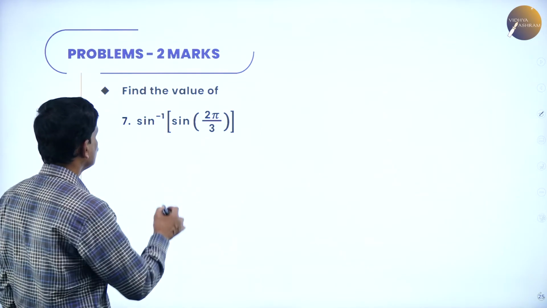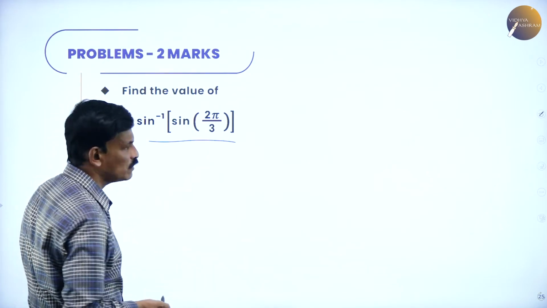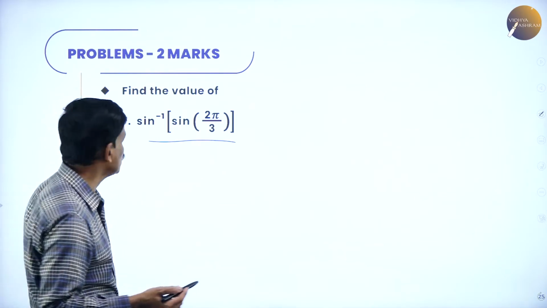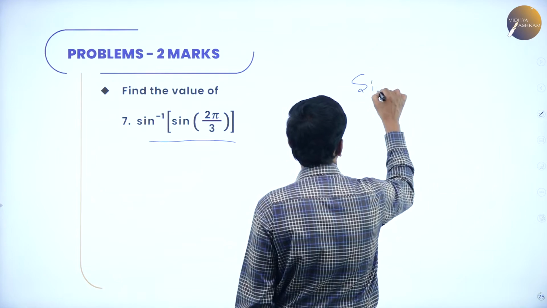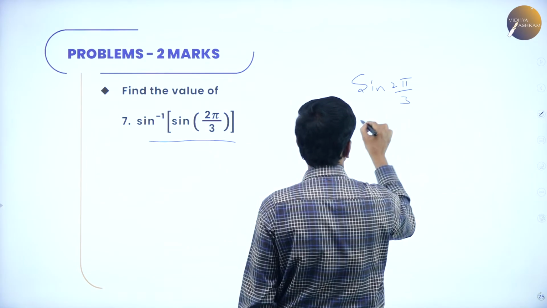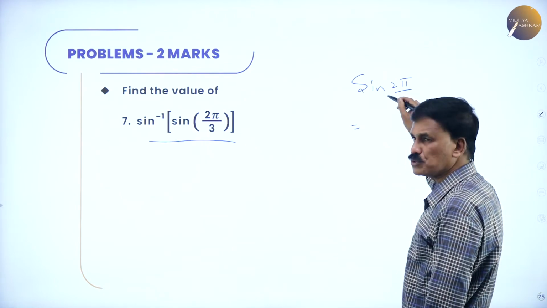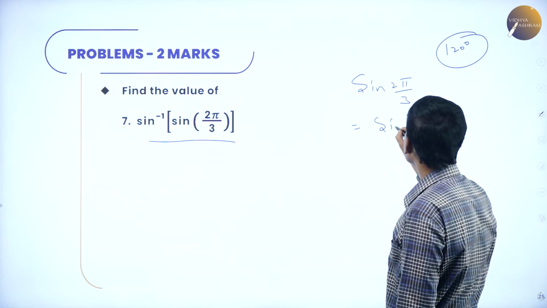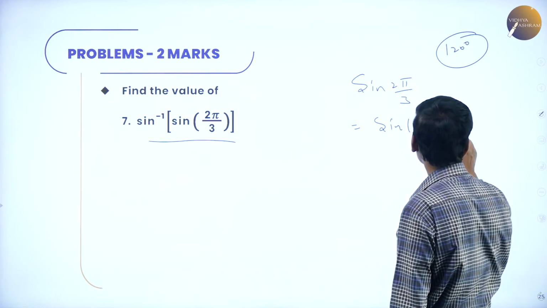Find the value of sine inverse of sine 2 pi by 3. So, this can be solved in any method. Convert 2 pi by 3 into degrees and simplify. So, here 2 pi by 3, let us convert sine of 2 pi by 3 into the simplest form. 2 pi by 3, that is nothing but 60 into 2, that is nothing but 120. 120 degrees can be written as sine of 180 minus 60, that is nothing but pi by 3.